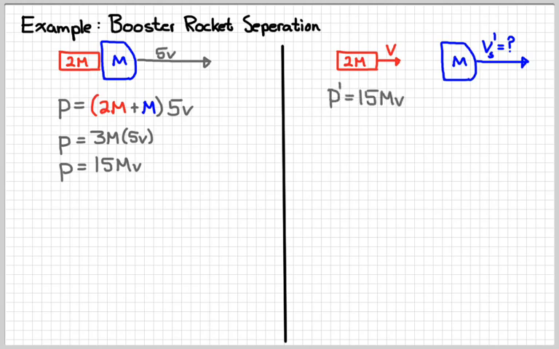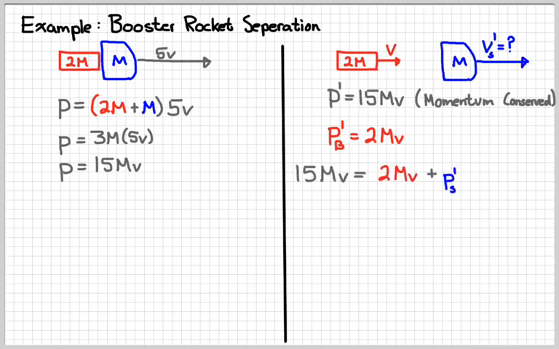Now because this is a closed system, the momentum after the explosion is going to be 15 mv as well. And so I can do the same thing where I find the momentum of the piece I know about, which is the red booster part in this case, and then use it to figure out the momentum of the thing I don't know about. So since the momentum of the red part is 2 mv, I'm going to set the total, which is 15 mv, equal to 2 mv plus the momentum of the spacecraft part, the blue part.